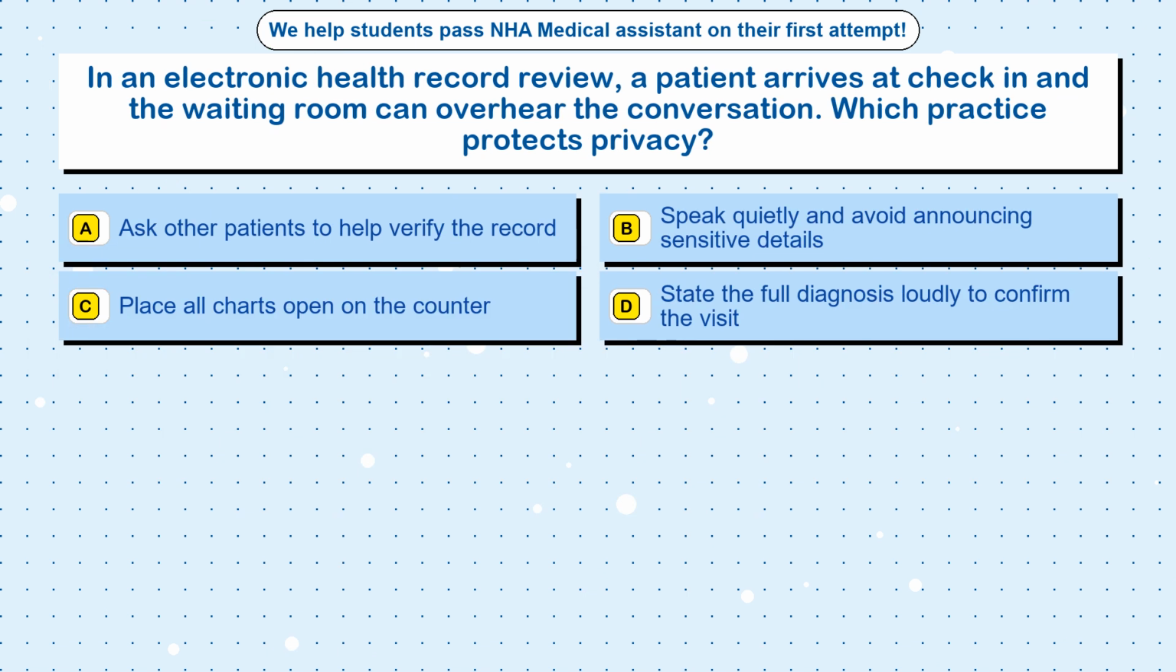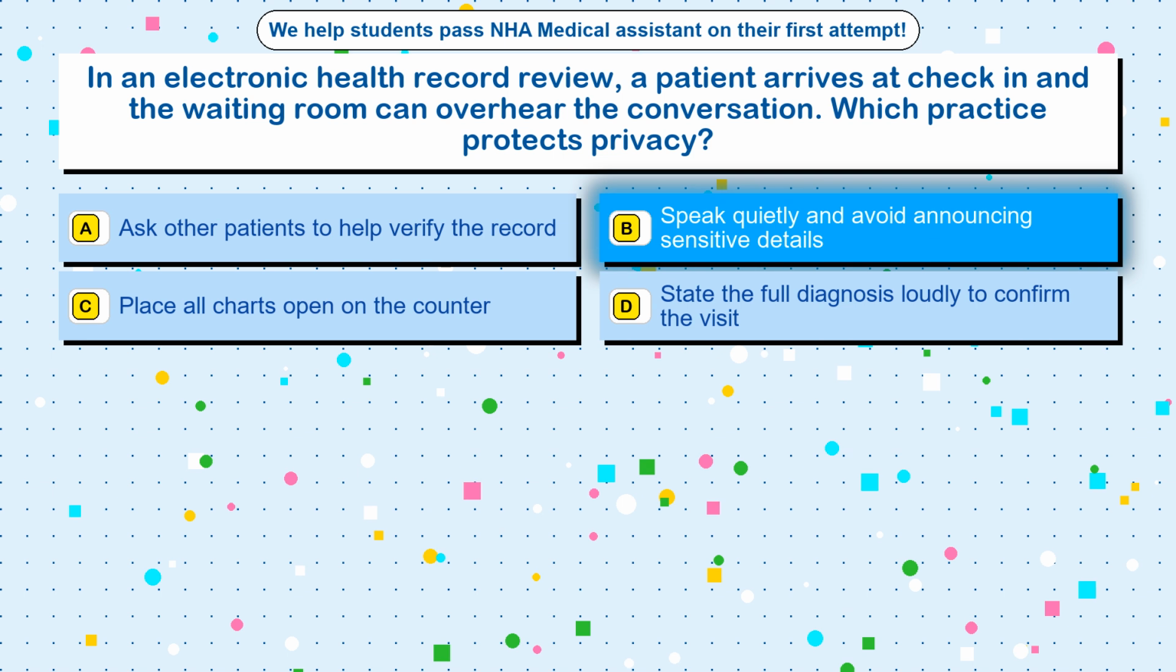Question 9. In an electronic health record review, a patient arrives at check-in and the waiting room can overhear the conversation. Which practice protects privacy? Option A. Ask other patients to help verify the record. Option B. Speak quietly and avoid announcing sensitive details. Option C. Place all charts open on the counter. Option D. State the full diagnosis loudly to confirm the visit.